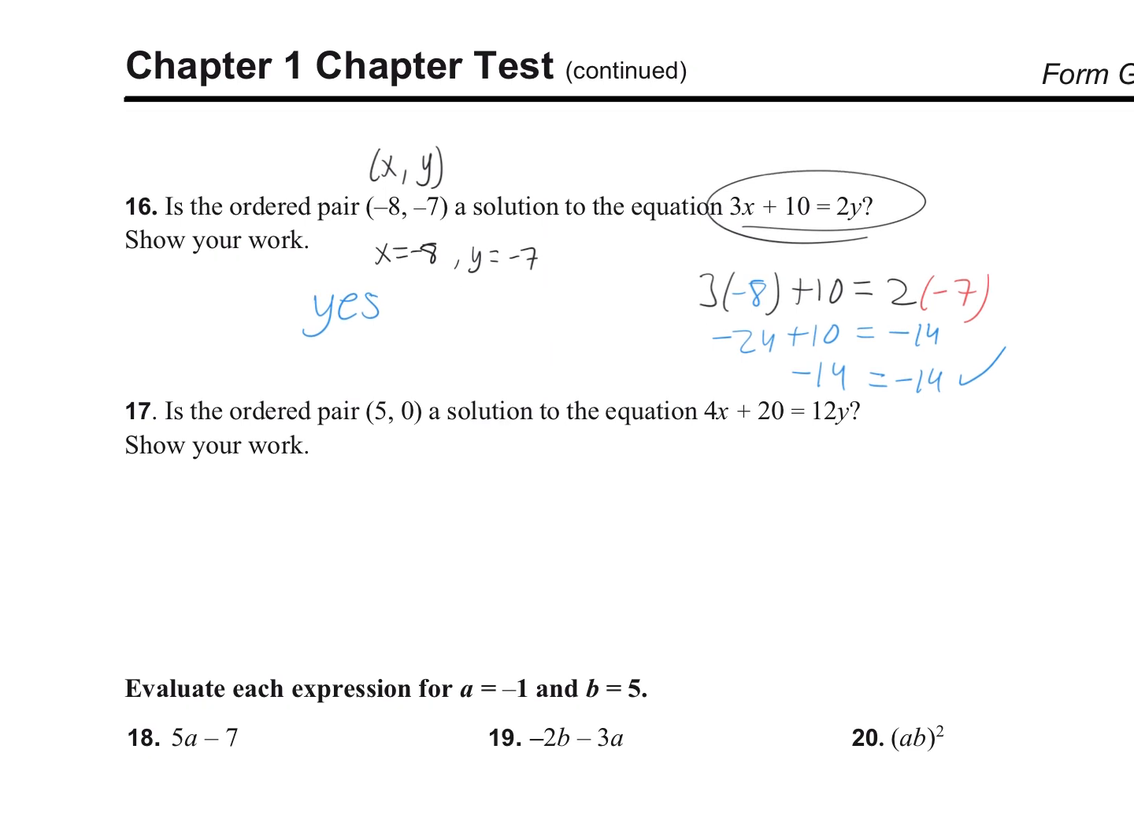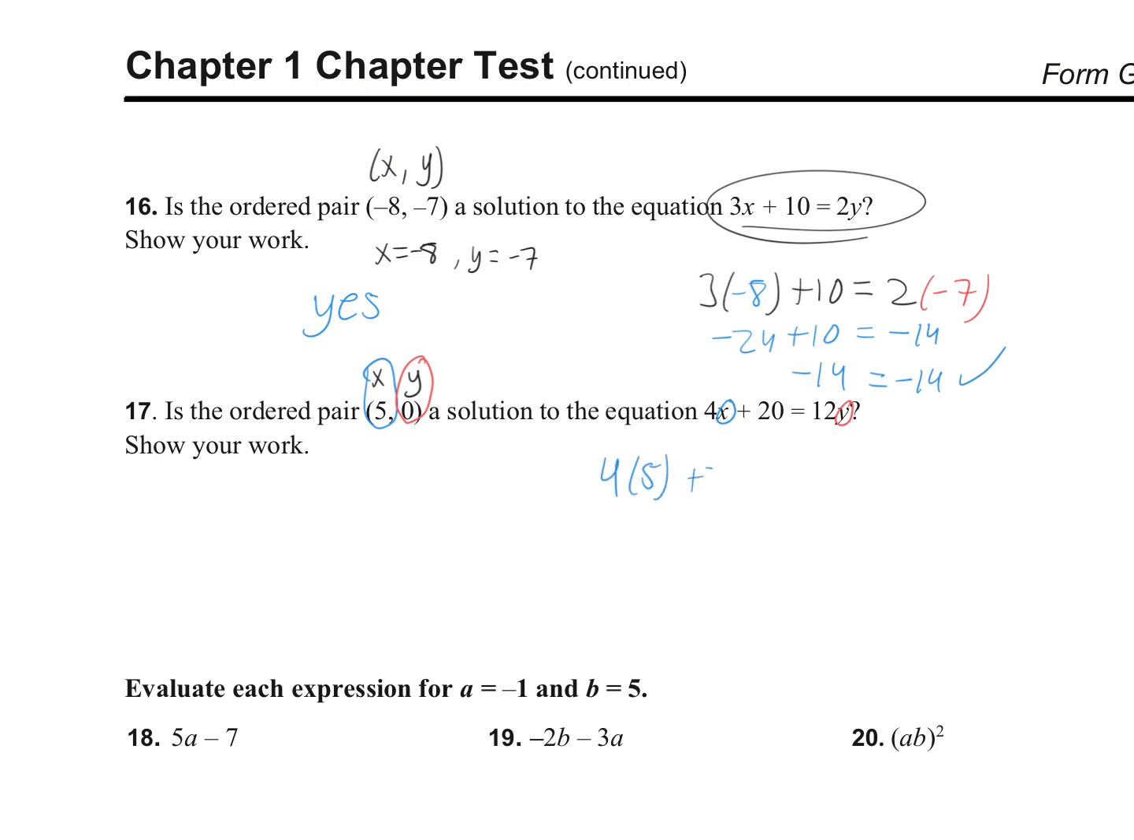Right, so let's do the same thing with the next one. Right, so is the ordered pair 5, 0 a solution to this equation? Again, remember, this is the same as x comma y. So this means x is equal to 5 and y is equal to 0. All right, so this goes with this. So everywhere we see an x, we're going to plug in a 5. Everywhere we see a y, we're going to plug in a 0.